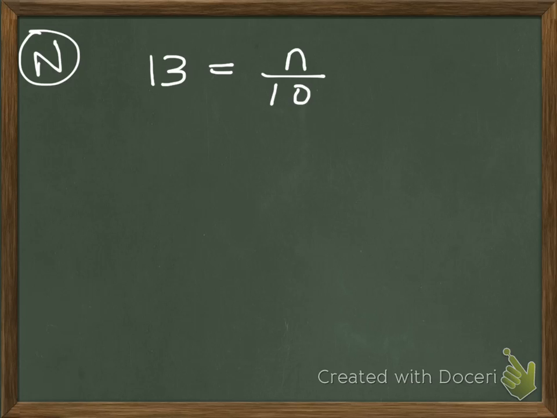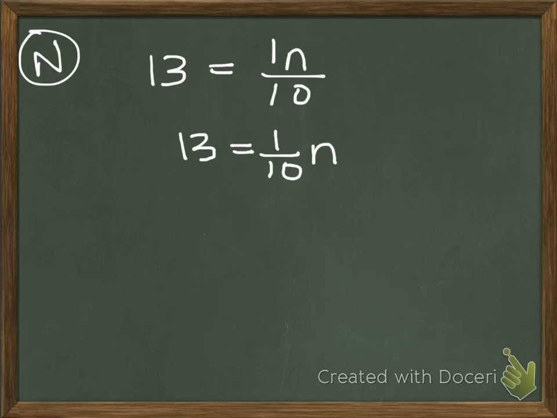Now, there's a rule in algebra that even though it's not written, there's an invisible 1 in front of a variable. So I'm going to go ahead and write that invisible 1 right in front there. Now, there's a trick where I can actually move the variable off to the side, so it doesn't have to be in the fraction anymore. It will just be pushed off to the side, and it looks like this. 13 equals 1 over 10 n.